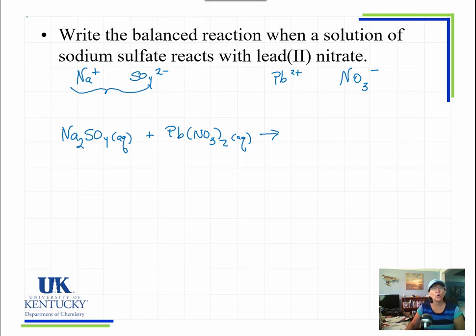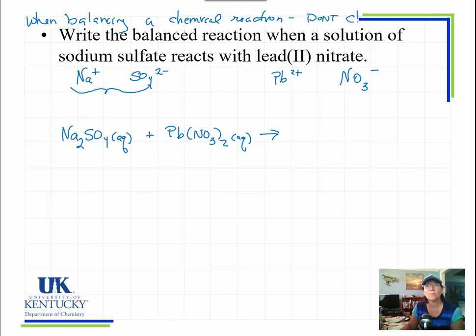Let's write that down. When balancing a chemical reaction, don't change subscripts. And we know that you can only use coefficients, but we're not balancing yet. There's no balancing happening at this point, okay? What we're doing is still writing the reactants. We wrote the reactants, now we're ready to write the products.